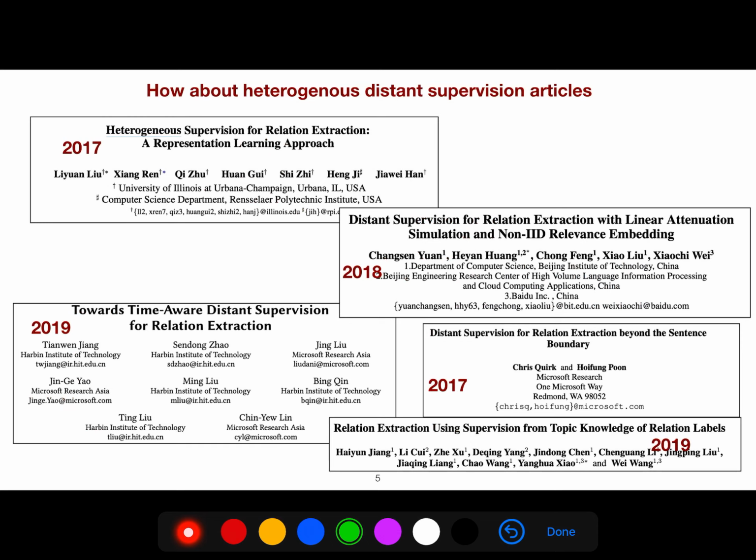So how about heterogeneous distance supervision? Because sometimes you go from the scope of a sentence to a text to tons of text, so you should work on that as well.